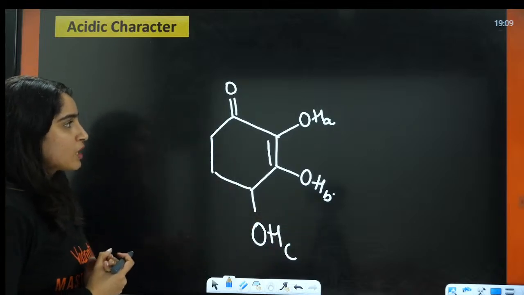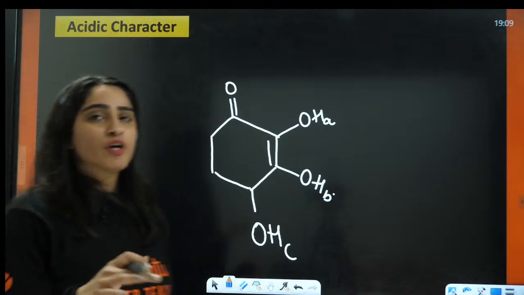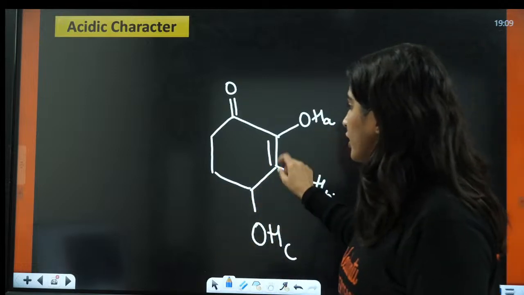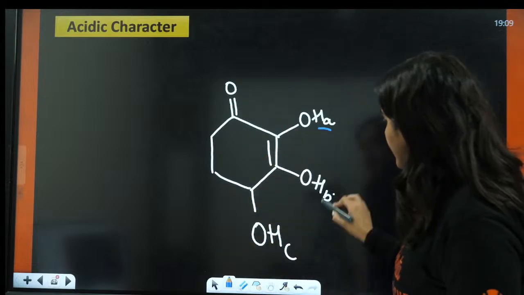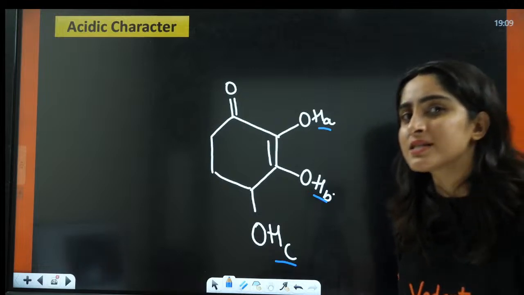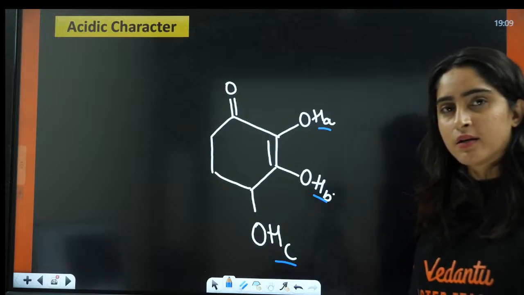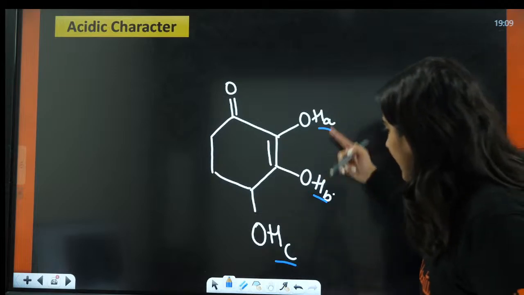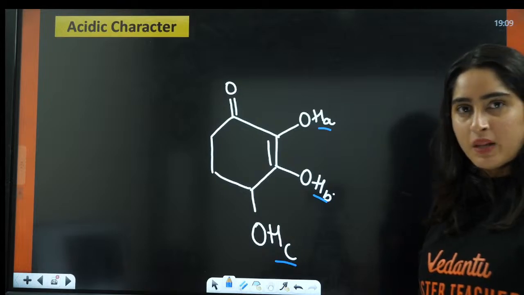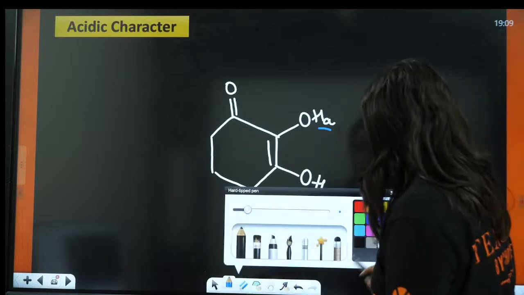Okay, let us see. They are asking, what is the order of acidic strength of this HA, this HB, and this HC? That means which H positive will be lost quickly among A, B, and C? What is the order of H positive? Right? So let us see.